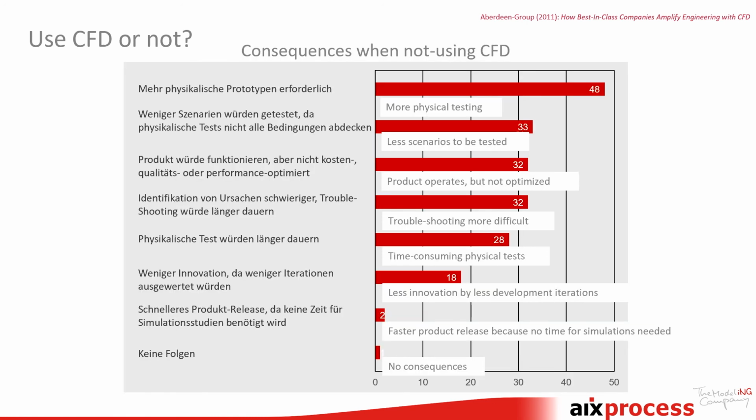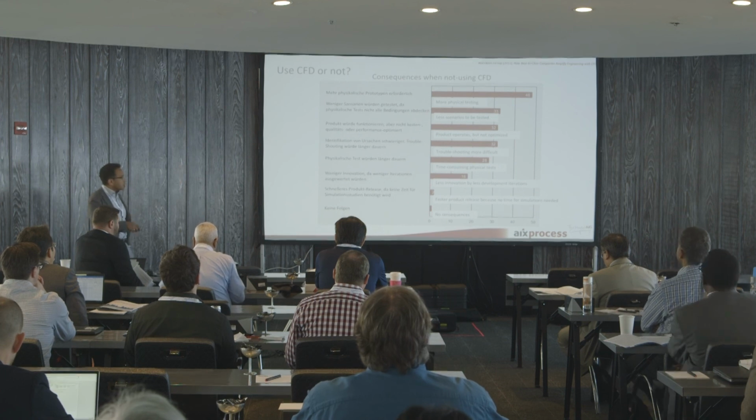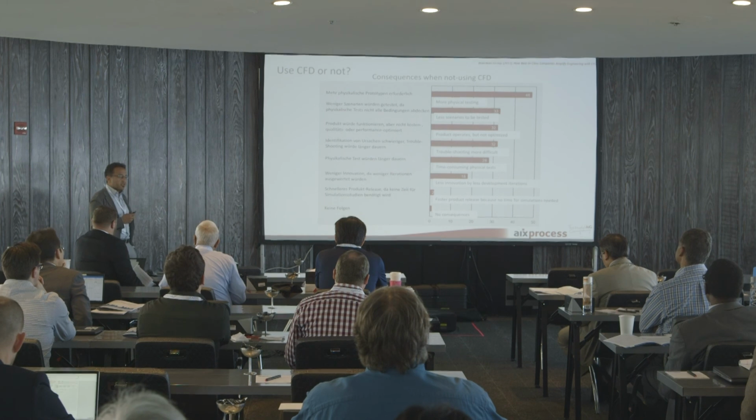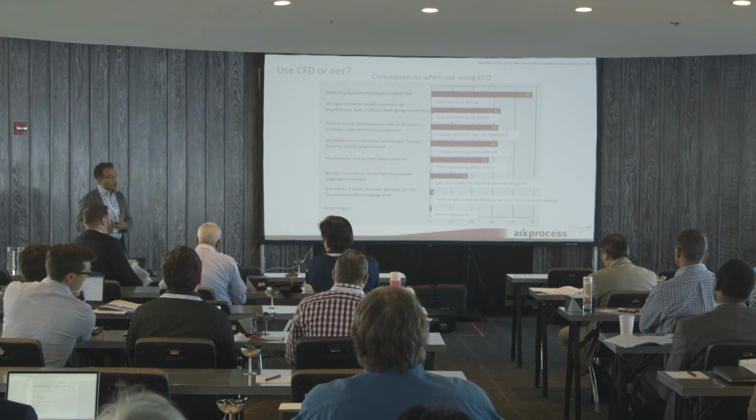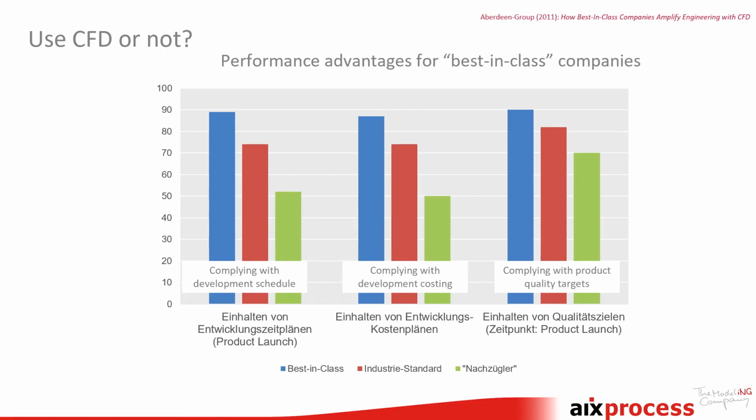So if you don't use CFD, you have to do more physical testing, and you have fewer scenarios you can test. The product operates, but is not optimized, and troubleshooting is more difficult. So if you summarize this, you still need CFD, and you will even need CFD more, but it's not only CFD, you need all the different types of models and experiments also. So whenever your boss tells you CFD is too expensive, go ahead and show them why you still need it. Yeah. So here's a comparison between the best-in-class and industry standard and the not so good companies, and these are actual numbers given in this study.